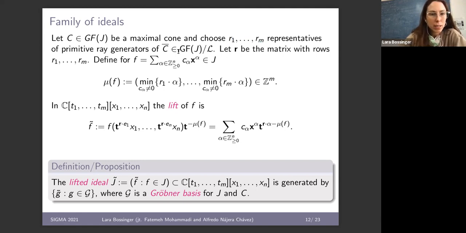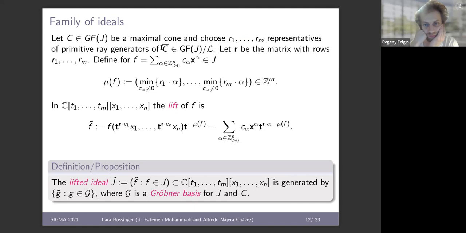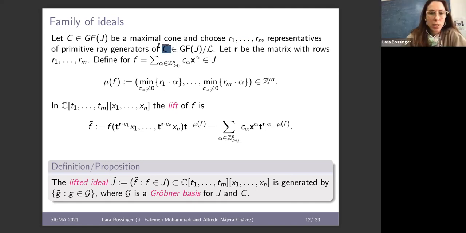So what I do here is first I quotient out by this linear subspace for simplicity. Then the image of my cone in the quotient is actually a strictly convex cone. So I have well-defined primitive ray generators. And then I just take representatives in the big ambient space of these primitive ray generators. And those are my R1 to Rm.